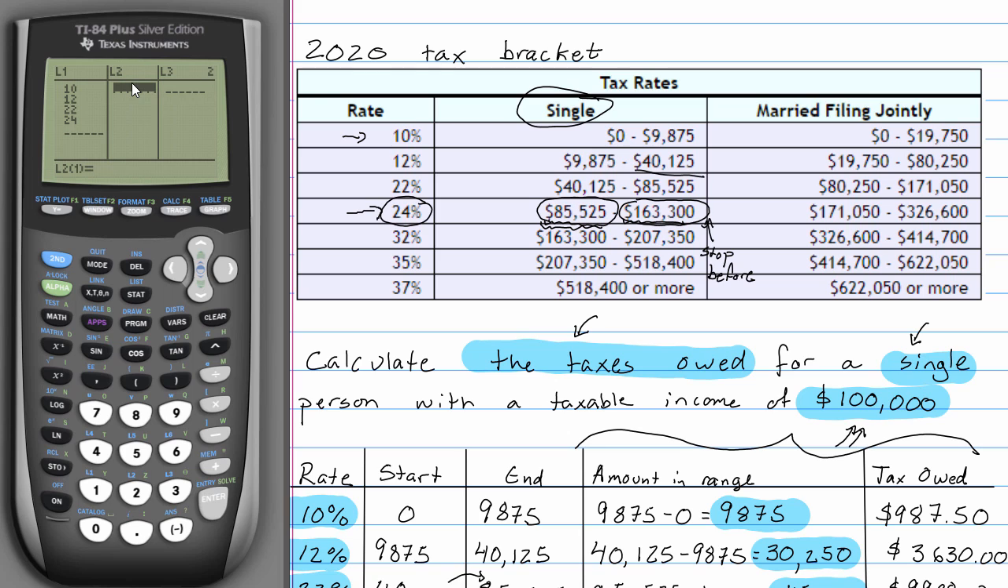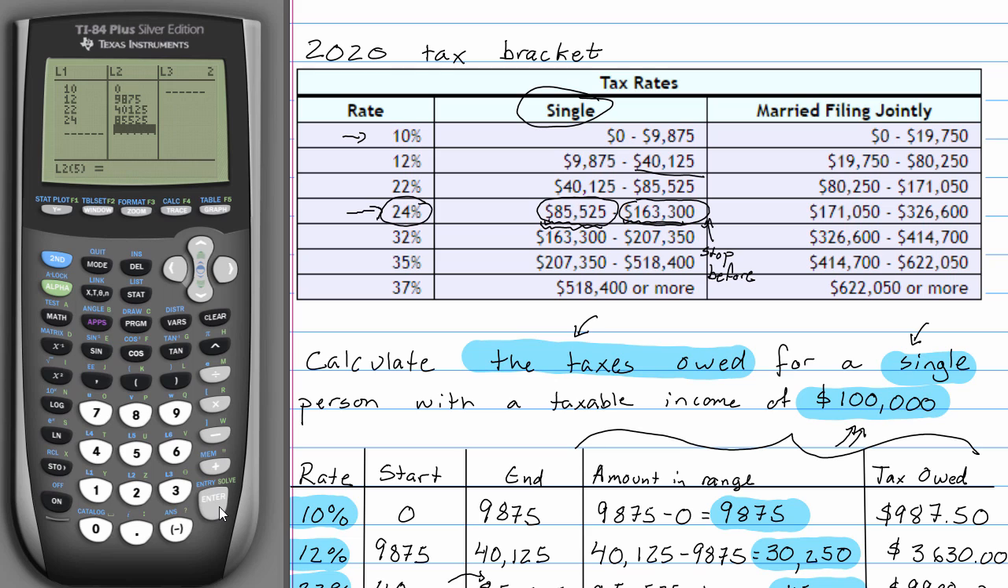Now in my second list, I'm going to put in the starting amounts for these tax brackets. So 0, 98.75, 40,125, 85,525.